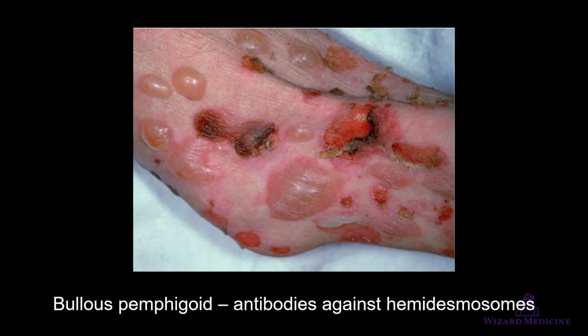Bullous pemphigoid, it's an autoimmune disease which has these very tense blisters. This is caused by autoantibodies against hemidesmosomes, which are the structures that hold the epithelial cells attached to the basement membrane.